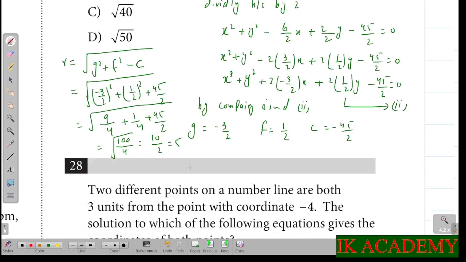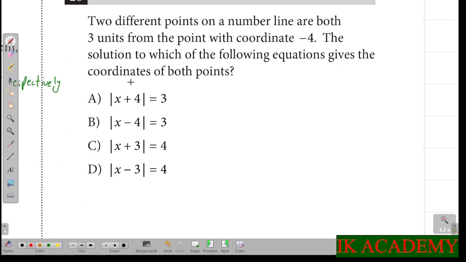Let's move to the next question. In question number 28, it says two different points on a number line are both 3 units from the point with coordinate minus 4. The solution to which of the following equations gives the coordinates of both points? So here we have the options from option A to D.